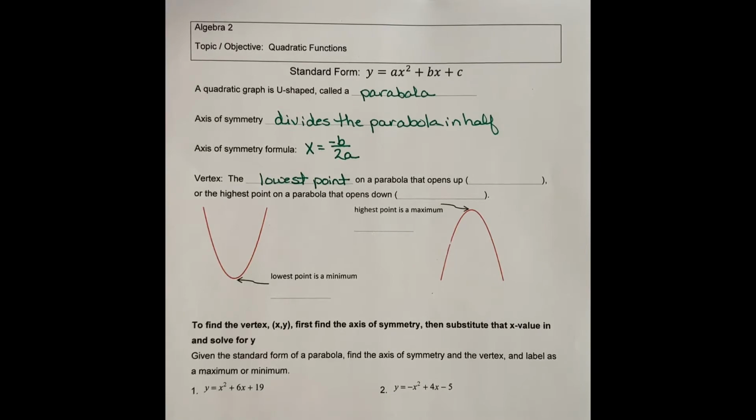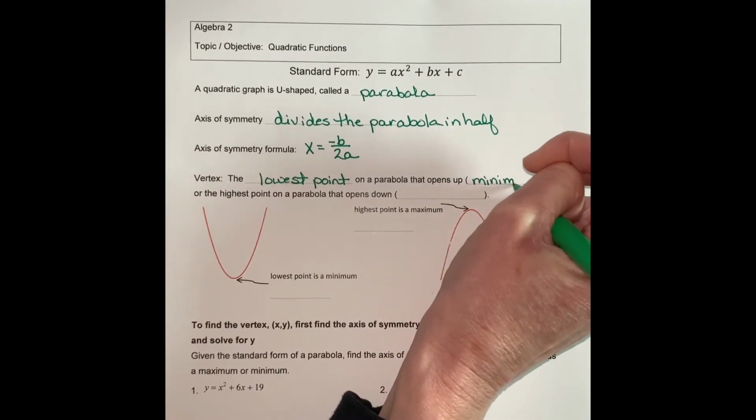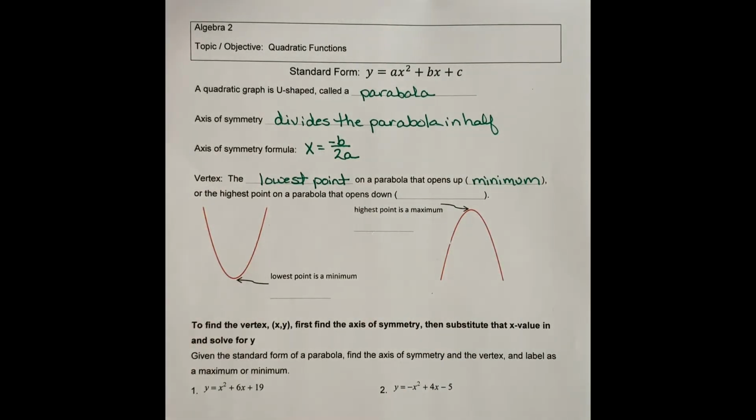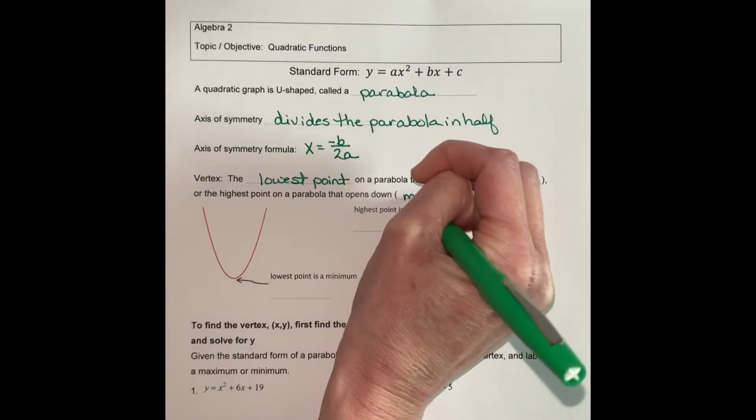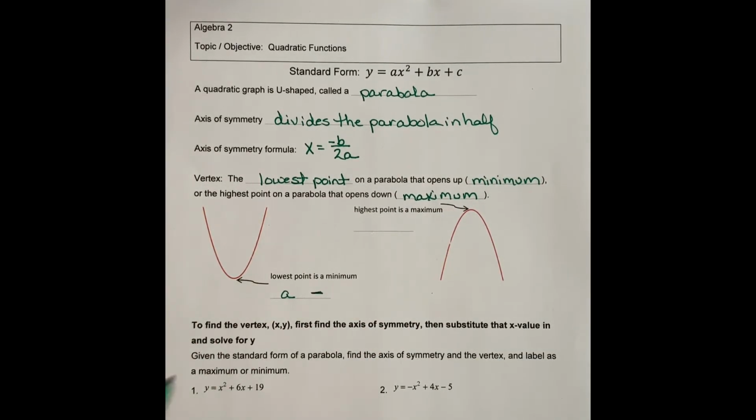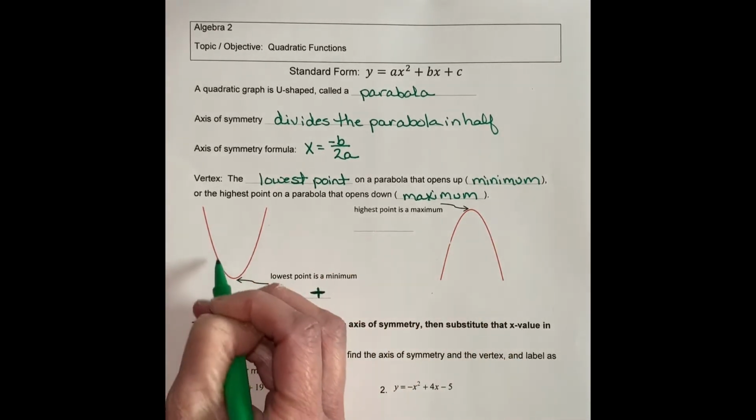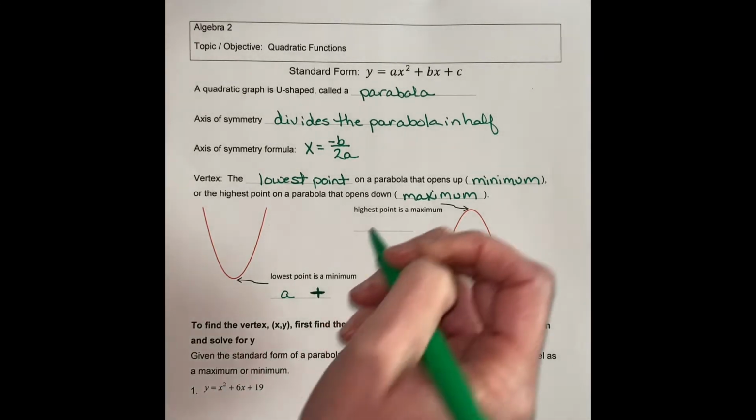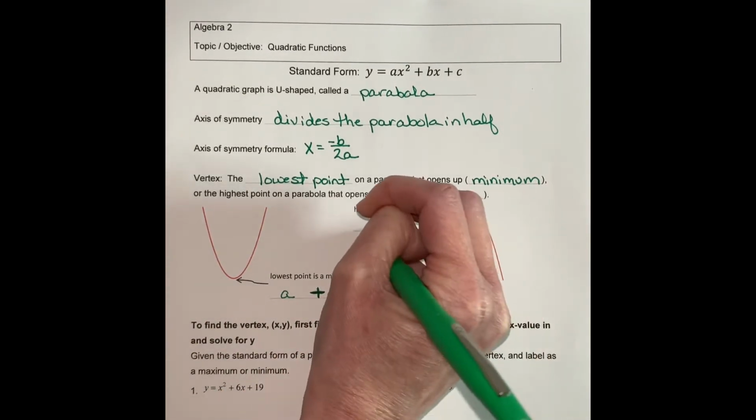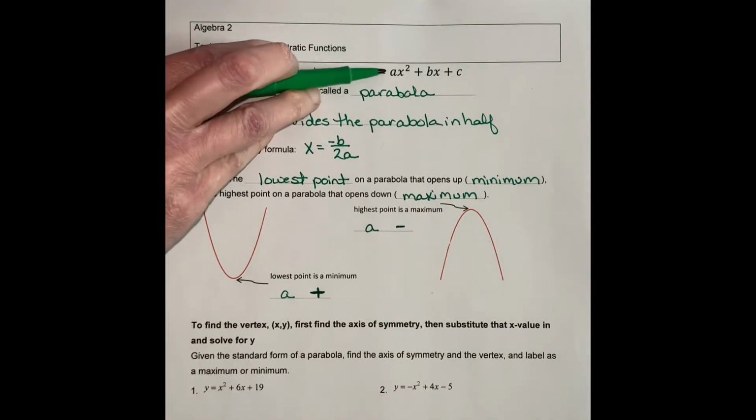The vertex is the lowest point on a parabola that opens up, which we would also call a minimum, or the highest point on a parabola that opens down, which we would also call a maximum. The lowest point is a minimum. In this case, your A would be positive. It's happy or positive. And for the highest point, a maximum, your A is negative. It's frowning or it's negative. And by A, I mean this first coefficient.